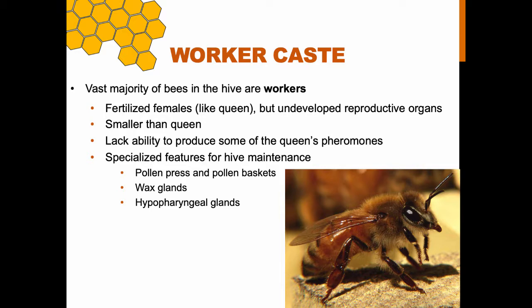That being said, workers do have a variety of things that the queen does not, and drones do not. Specifically, they have specialized features for hive maintenance. On their legs, they have pollen presses and pollen baskets, which are basically just structures for carrying pollen between the hive and forage. They have wax glands on their abdomen, which is used to produce the wax that builds beehives. And they also have hypopharyngeal glands. We're going to touch on all of these later, but the important thing is that hypopharyngeal glands produce royal jelly, which is what is fed to the larva when they first hatch. So basically, these bees are just designed to collect resources, build the hive, and feed the young. And those are features that only the workers have.